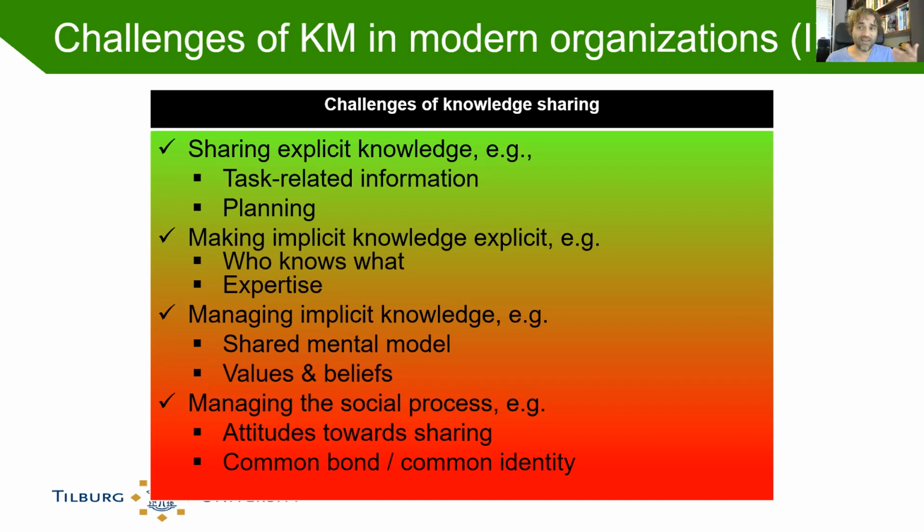But it gets gradually more difficult. So sharing explicit information, easy peasy. Managing the social process, very difficult. Especially, so there's a kind of paradox, because you want to manage this as an organization. So as a manager in an organization, you want to make sure that people like each other, that they share information, that they create shared understanding if they work on a task. But these are exactly the things that are very difficult to manage.